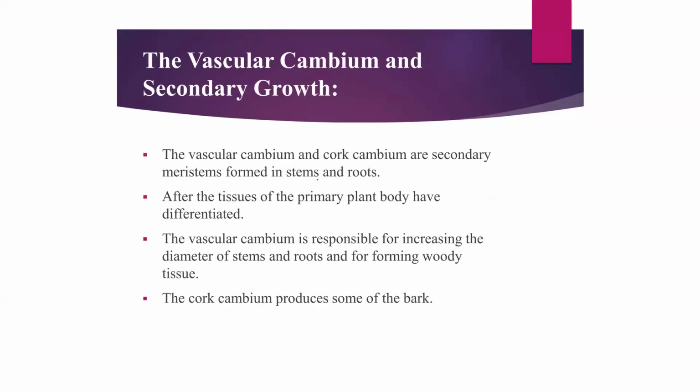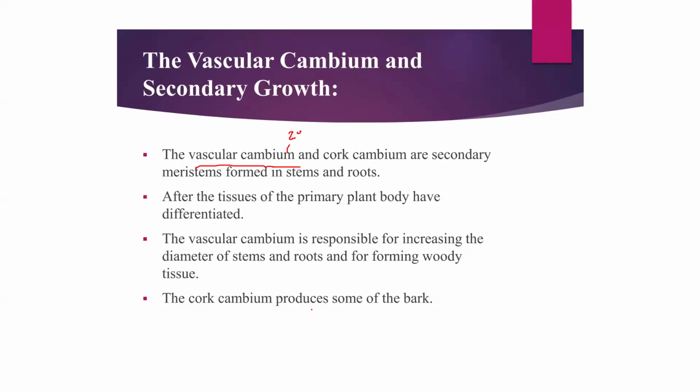So this vascular cambium and cork cambium are the secondary meristems which are formed in the stem and root. So we already discussed this vascular cambium. It mainly helps in the secondary growth, that is, production of secondary xylem and secondary phloem. After the tissues of the primary plant body have differentiated, this vascular cambium is responsible for increasing the diameter. Due to the increase in cells, the diameter of the stem also increases, forming the woody tissue.